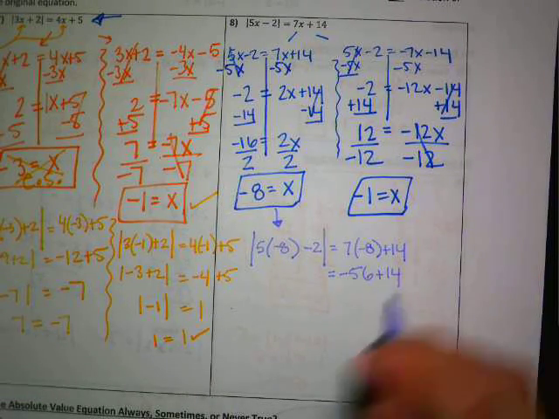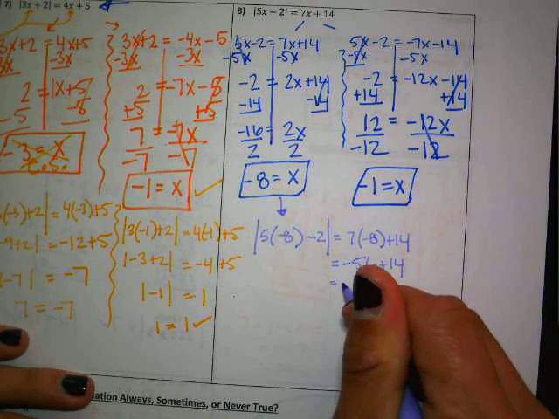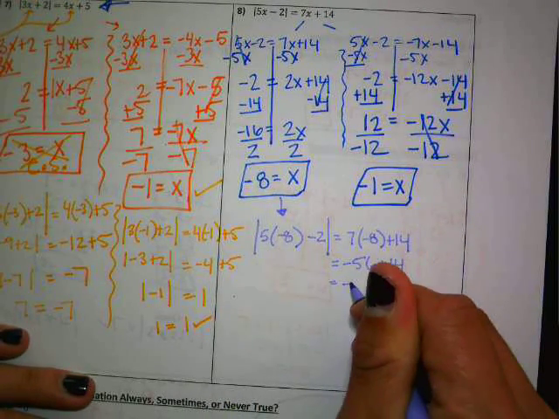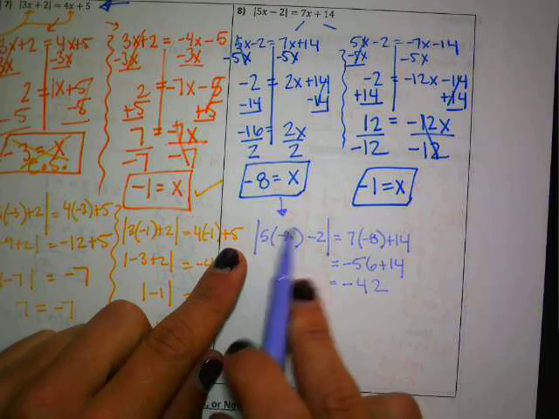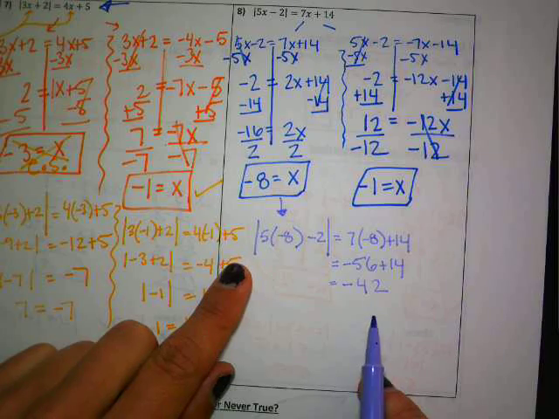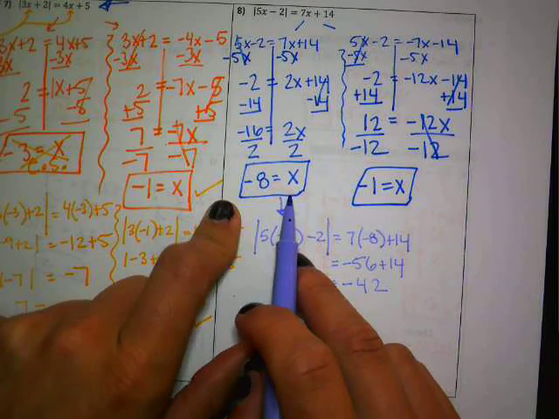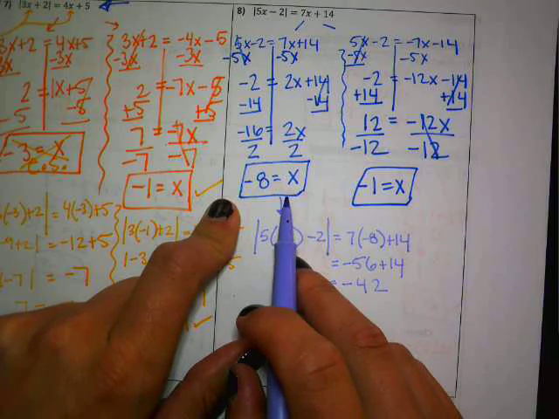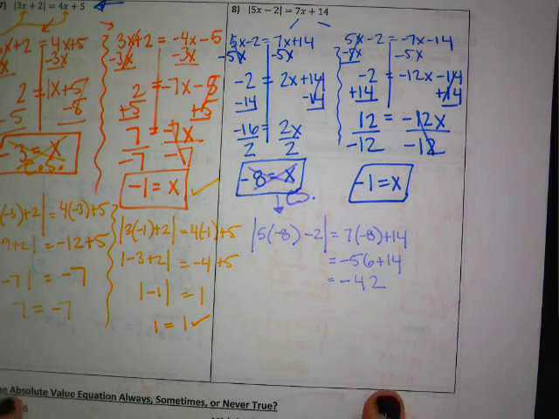Christian, what is negative 56 plus 14? Negative 42. Very good. Christian, will this absolute value ever equal negative 42? No. So what does that mean about this? It doesn't work, and the special word for that is extraneous. Yes. So this one is an extraneous solution. It is not going to work.